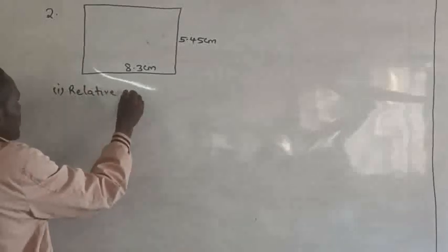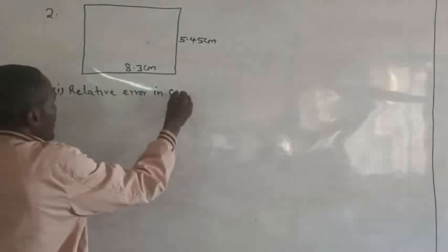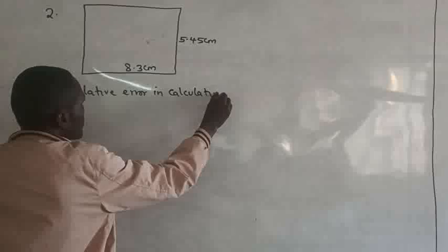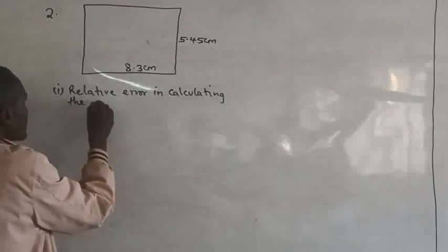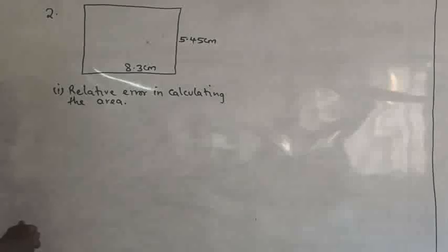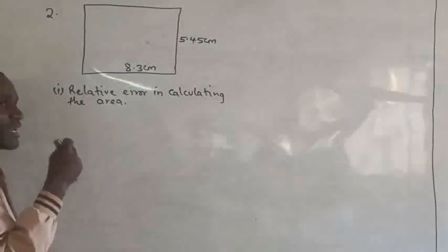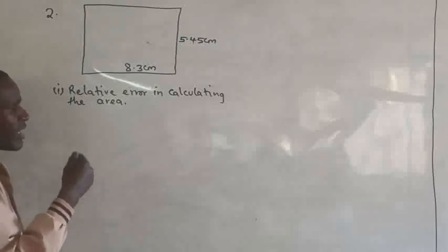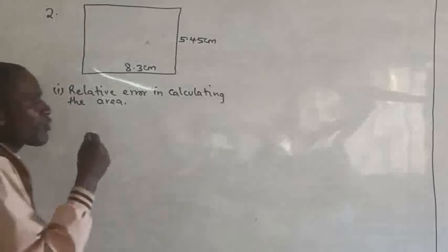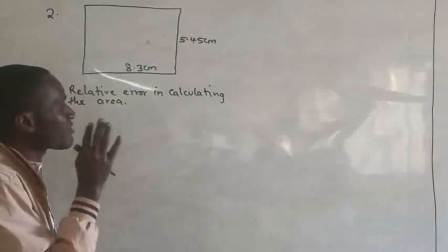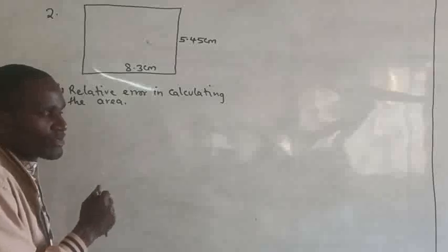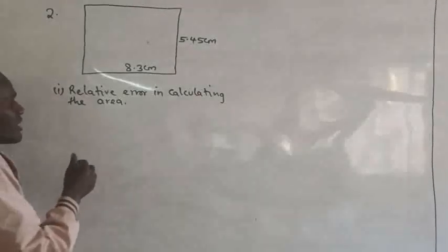Relative error in calculating the area. So what are you supposed to do when you have been asked to calculate the relative error in calculating the area of this rectangle? The first thing you're supposed to note is this. What is the maximum length and the minimum length, and also what is our maximum width and the minimum width, in as far as the measurements given are concerned. Now look at this.